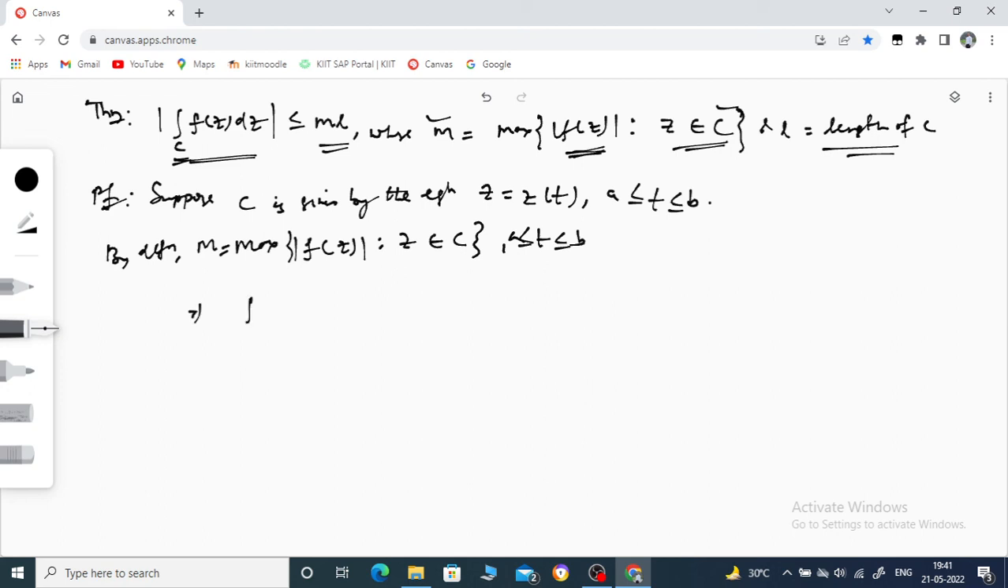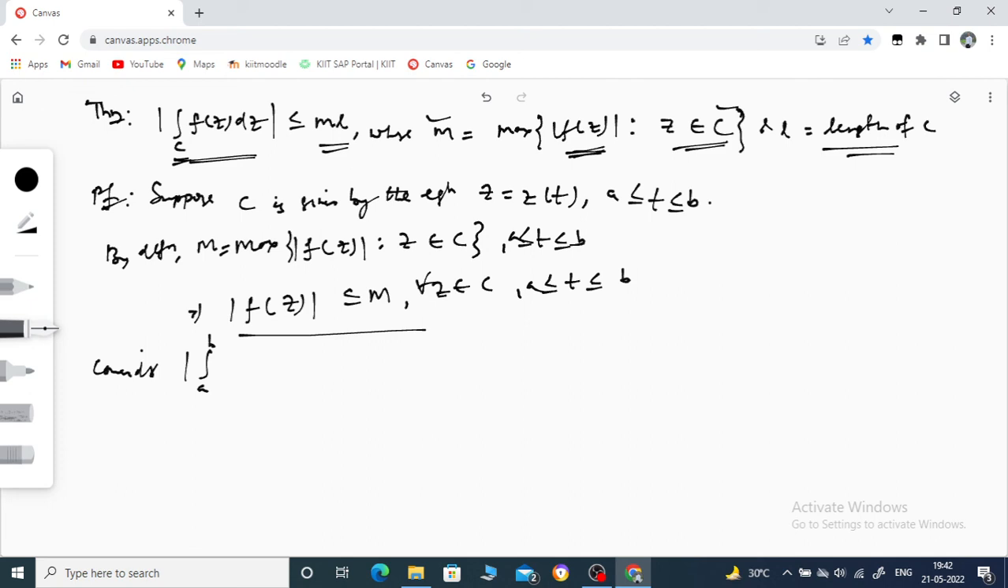So this implies that the modulus of f of z is always less than or equal to M for all z belonging to curve C, or for all t between a and b, mod of f of z is always less than or equal to M. Okay, now we will consider the modulus of the integration over C of f of z dz, which will be equal to the modulus of the integration from a to b of f of z of t z dash t dt.